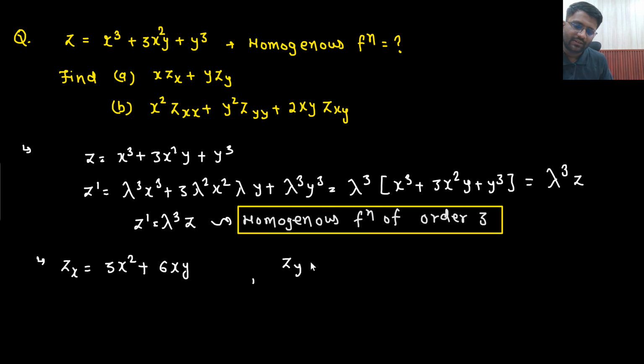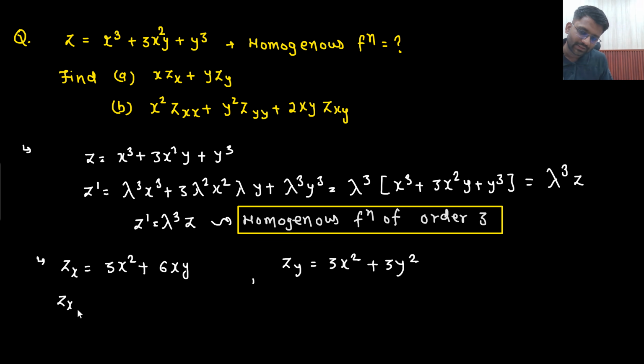What is zy? Here in zx I did not consider y cube because y cube is a constant value, so a constant value will give 0 only. What about zy? For zy, this will give you 0. Here 3x square will be constant, differentiation of y will be 1, plus 3y square. So this is your zy. All these values we will calculate, have some patience.